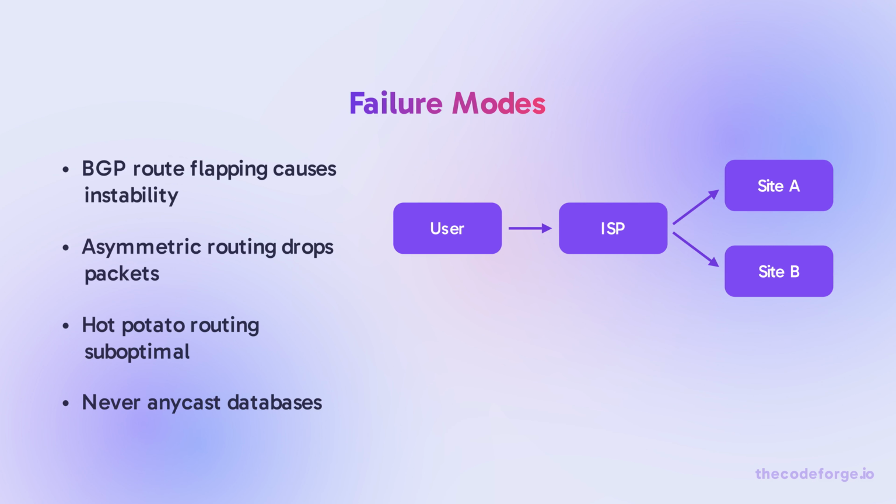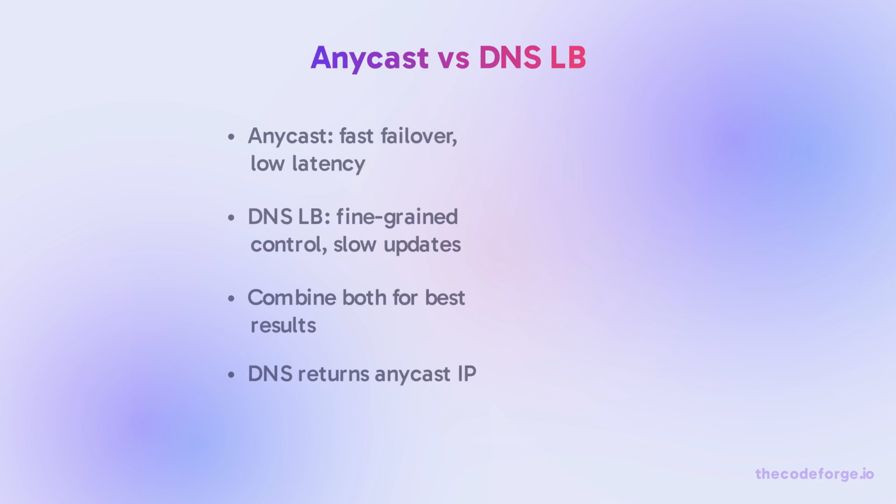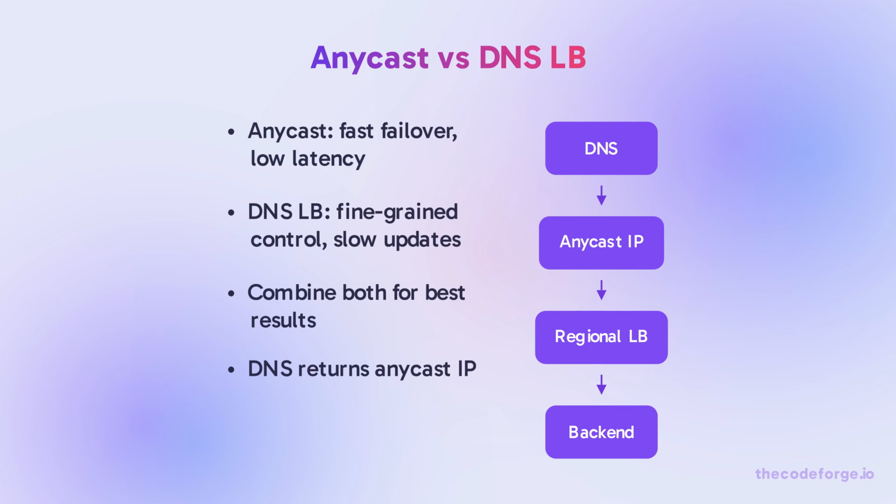Anycast has 3 common failure modes: BGP route flapping, asymmetric routing, and hot potato routing. Never use Anycast for database connections. Stateful connections will break on failover. Use Anycast for fast failover and low latency. Use DNS load balancing when you need fine-grained traffic steering. Many production systems combine both. DNS returns an Anycast IP, and Anycast handles regional routing.